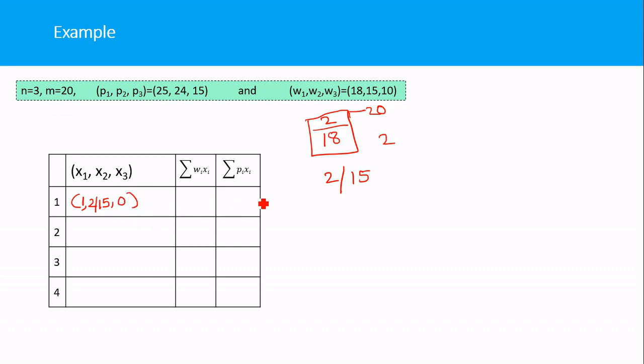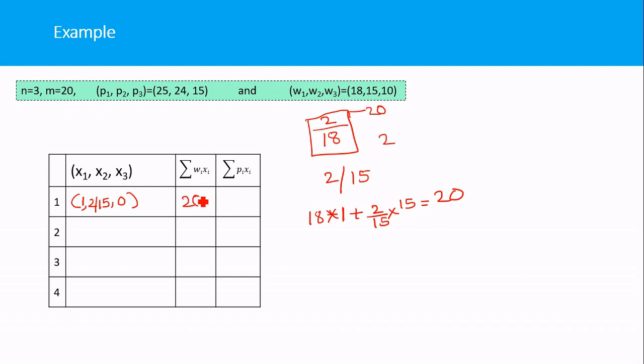Now let us see what the total weight is. It is 18 times the fraction 1 of the first item, plus the 2 by 15 fraction of the second item, whose weight is 15. So the total weight is 20, that is, the sum of wi xi is 20.